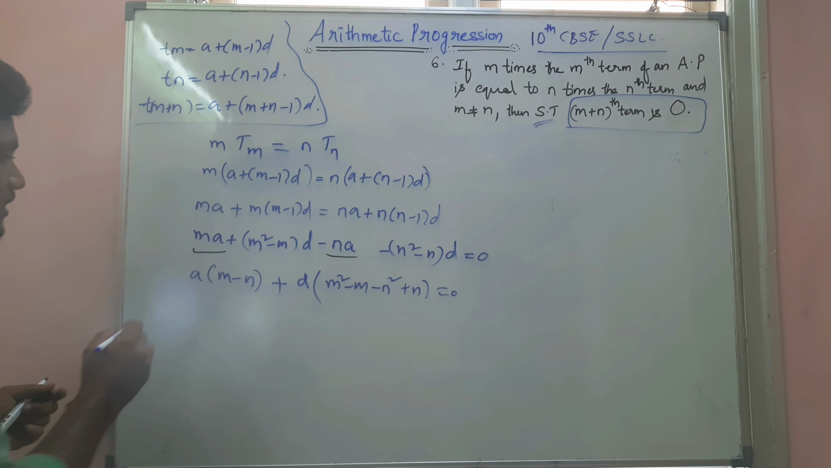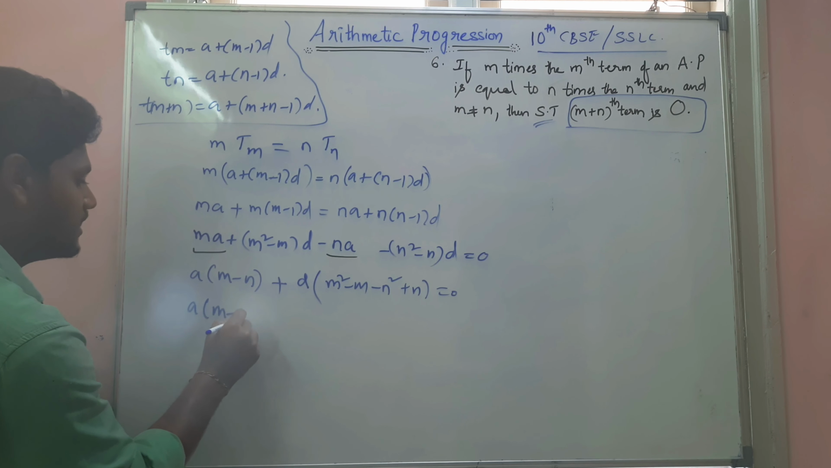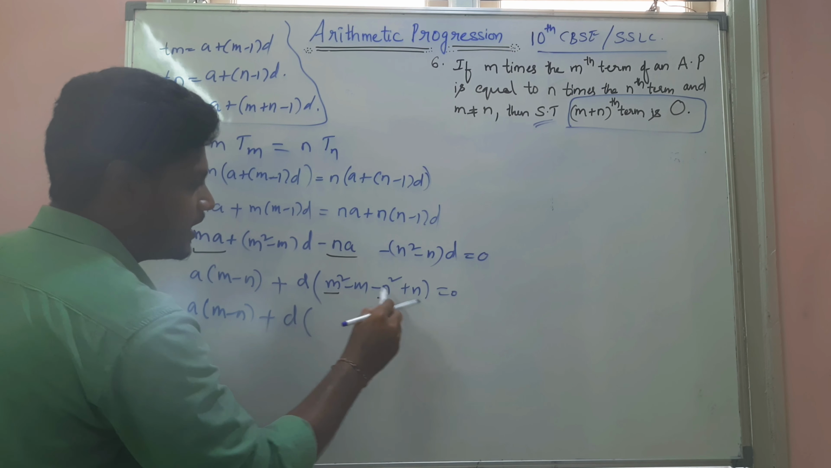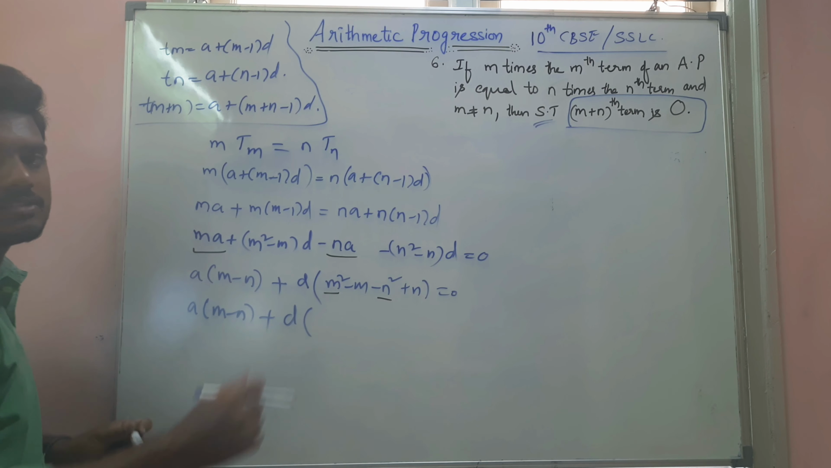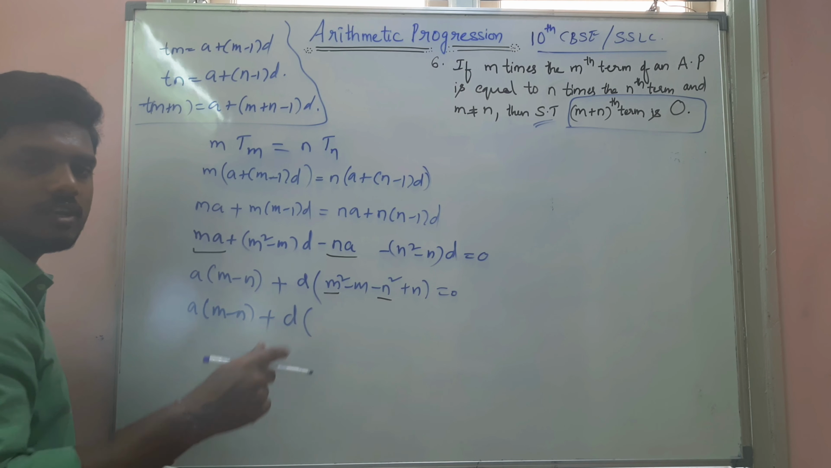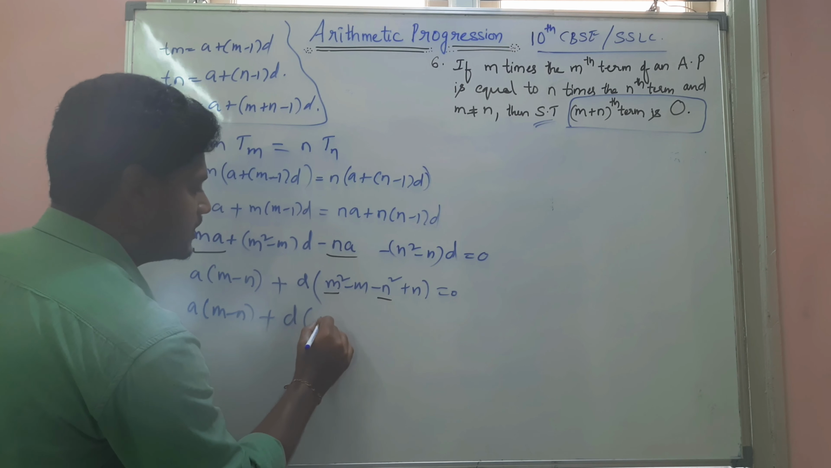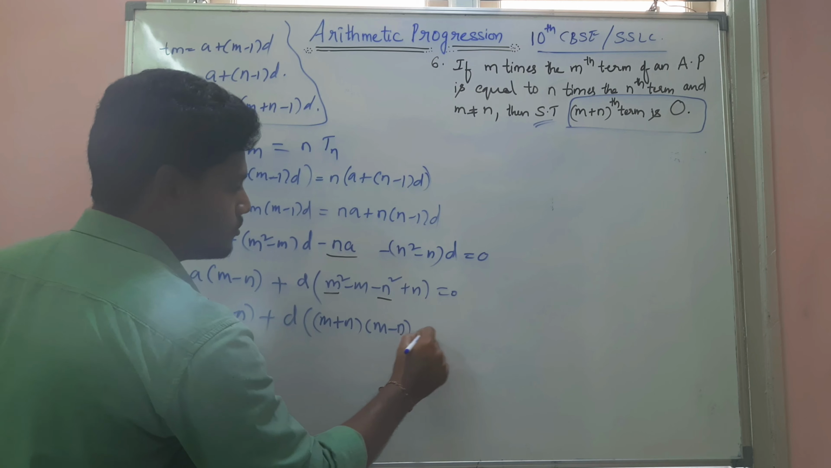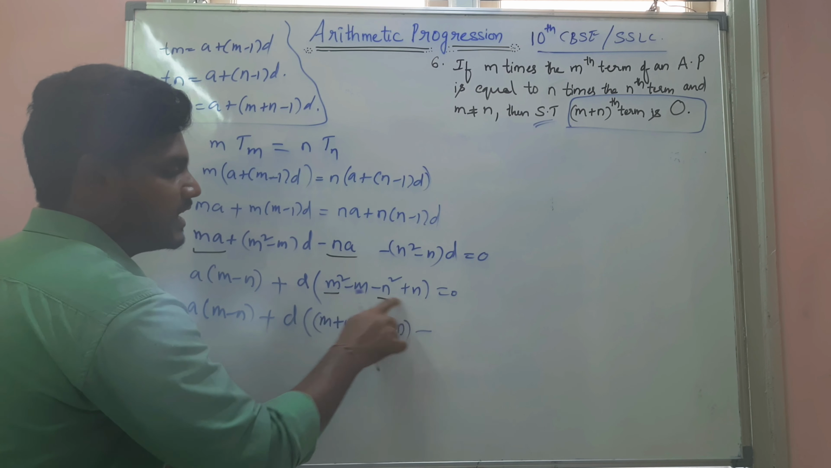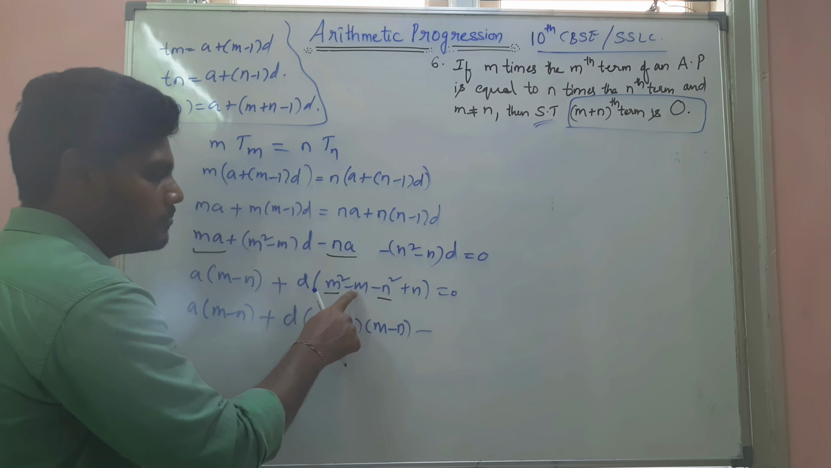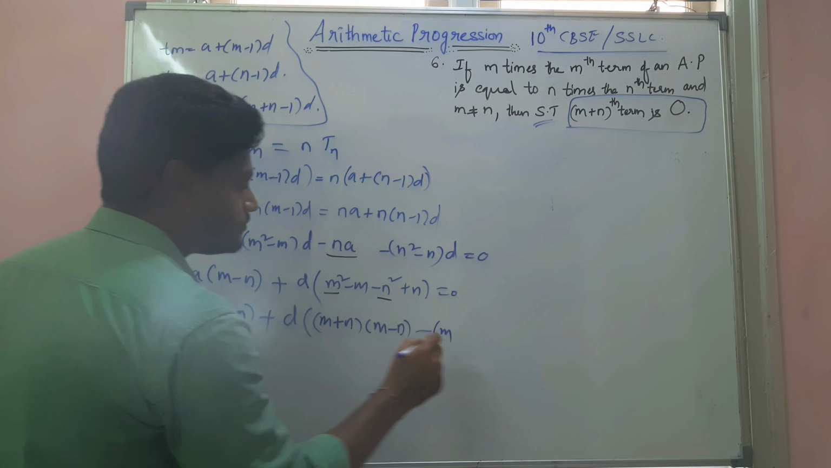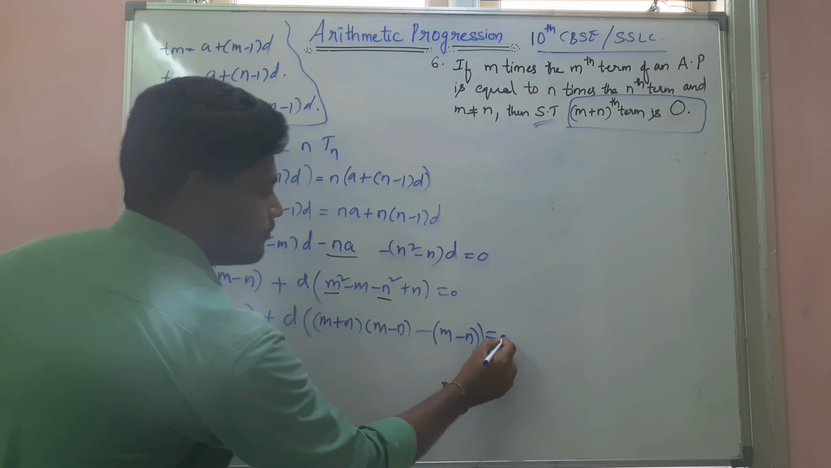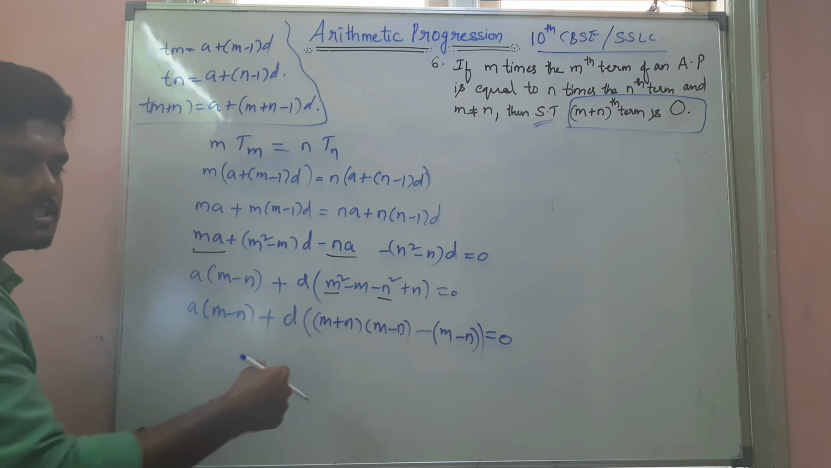Alright. Now see here, this is a times of m minus n plus d into, observe carefully, from m square and minus n square, m square minus n square is of the form a square minus b square, which you can write as a plus b into a minus b. Similarly, this is m plus n into m minus n. Then from m and n, if I take minus common, minus m will become plus m, plus n will become minus n, which is equal to 0. Why I have taken it like this, in the next step you will understand.